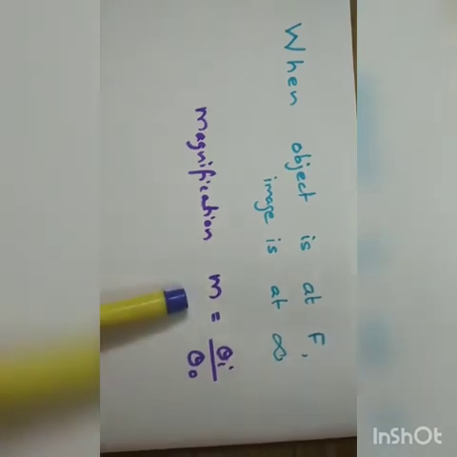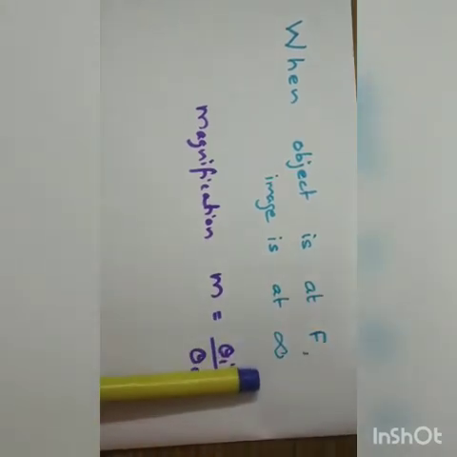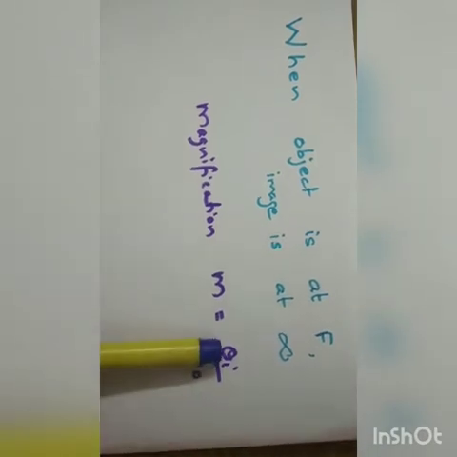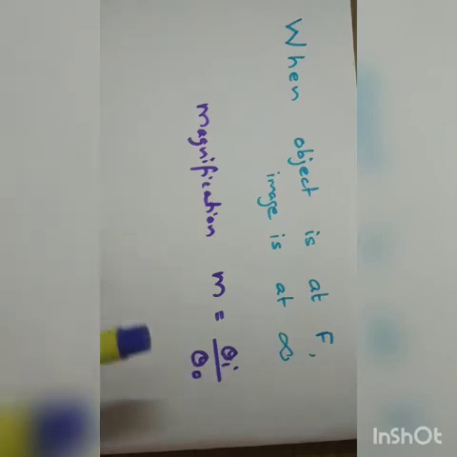Here the magnification M, instead of V by U, we are using this formula: theta I by theta o. What is theta I? Angle subtended by the image. And theta o is the angle subtended by the object.